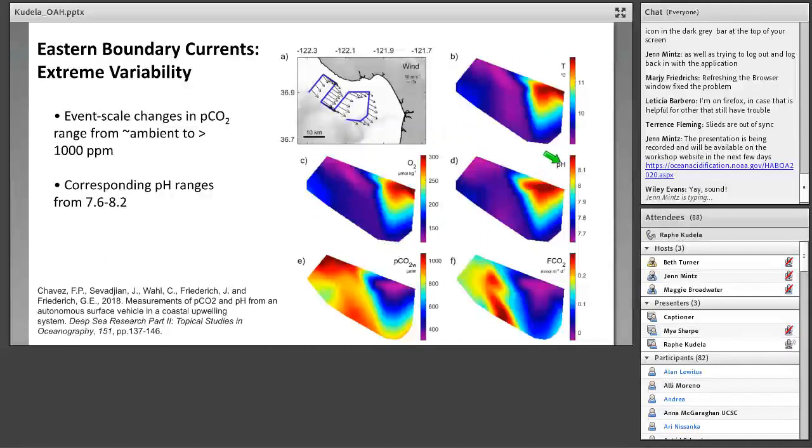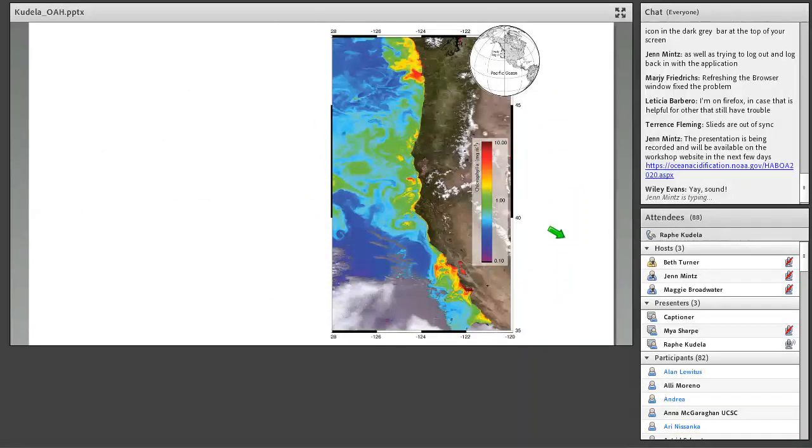If we look at the pH, we also see that our pH can go as high as 8.2 or 8.3 and as low as 7.6 on these sort of event scales. And so there are places in the ocean where it's a natural experiment, where we're already seeing these wide ranges in pH and PCO2, as well as wide ranges in nutrient loading, wide ranges in temperature.